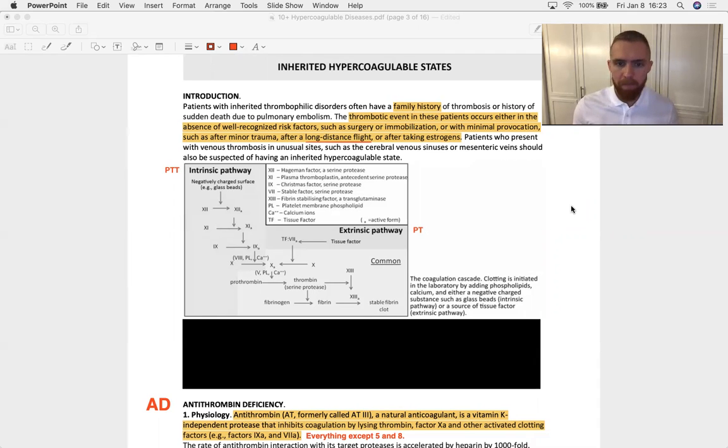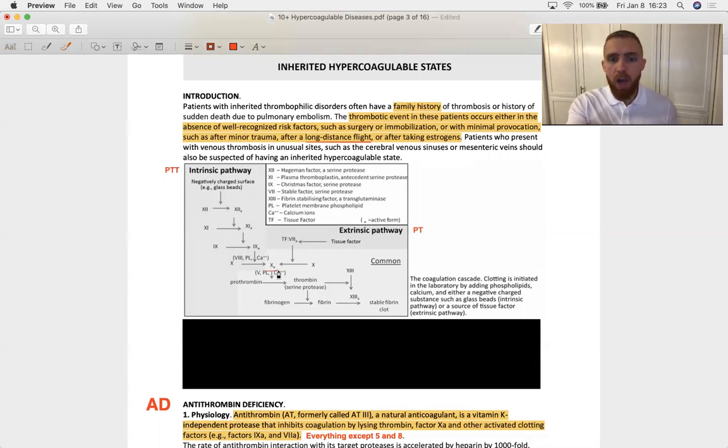Got it? Okay. So then breaking down the factors and the pathways, understand that 10 is where we start to go to the common pathway. Extrinsic pathway, we measure that with PT, and that's just factor 7 and tissue factor. And so the test for PT, that's prothrombin time, all that we do is we take patient's blood and we add some tissue factor into that sample of blood and just put a stopwatch on it, see how long it takes to clot.